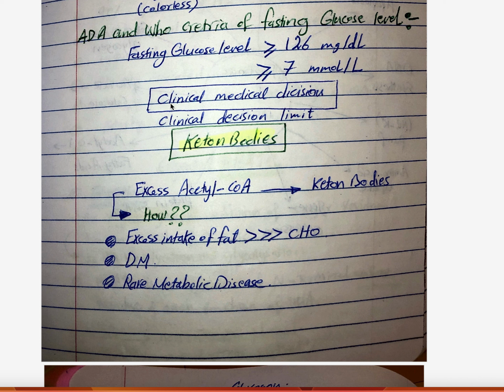Okay, clinical medical decision, clinical medicine decision limit. It's named the clinical medical decision, or we can say clinical decision limit, and we have discussed that before, that we said this limit, or this reference, is important for the medical guidelines for the treatment, for the urgent treatment.